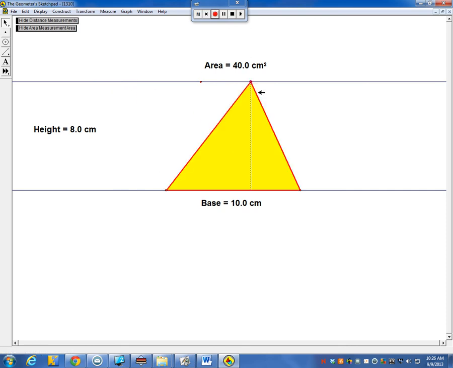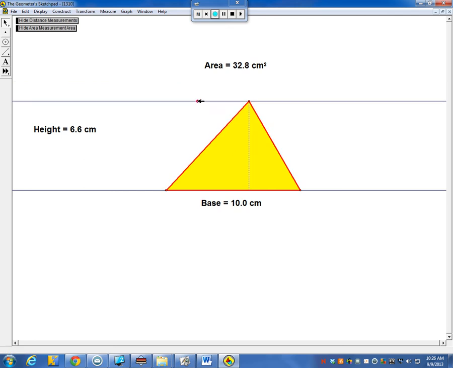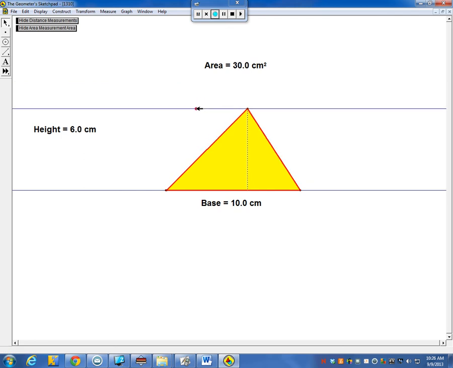Now just to show you that things really can change in this problem, I'm going to lower the height down to say 6. But again, if I stretch this thing out, notice nothing's moving. The height still stays 6, the distance between these two parallel lines. The base is still 10, so the area stays constant. It stays 30 that entire time.